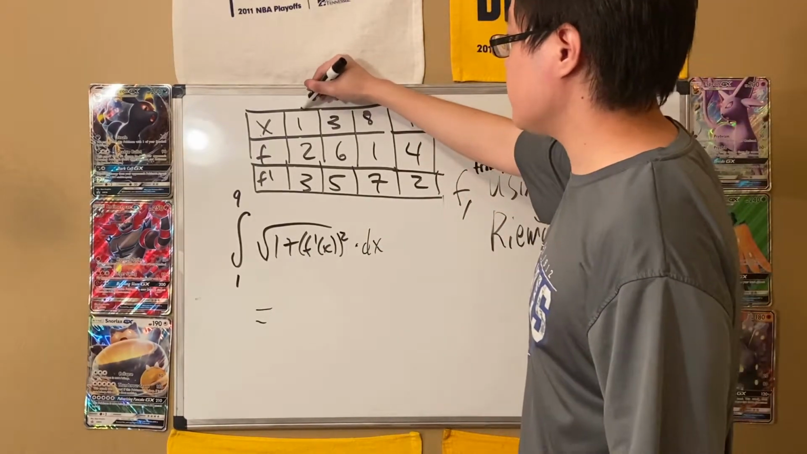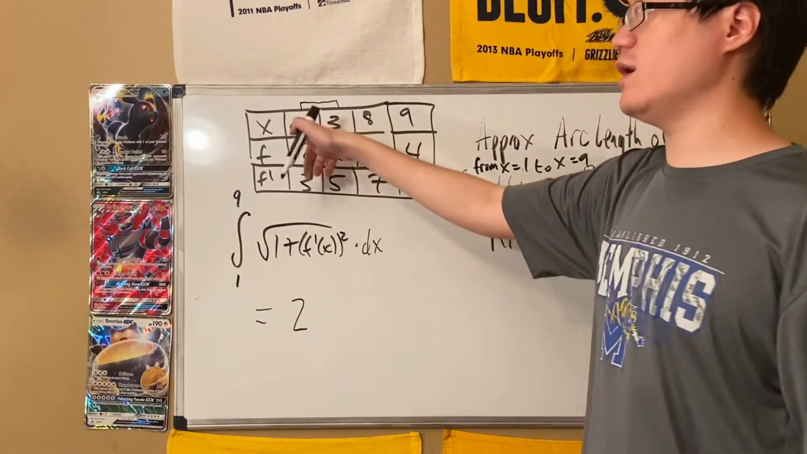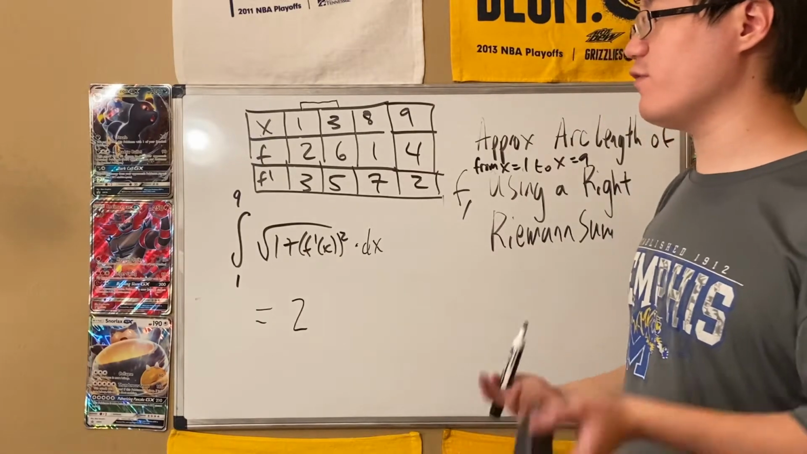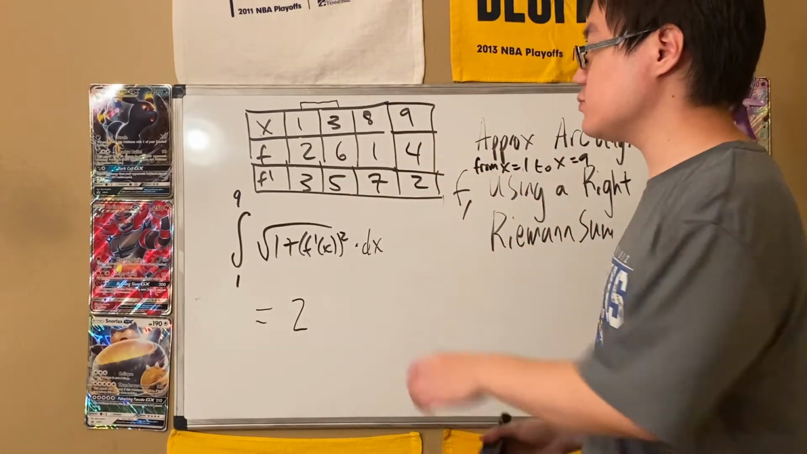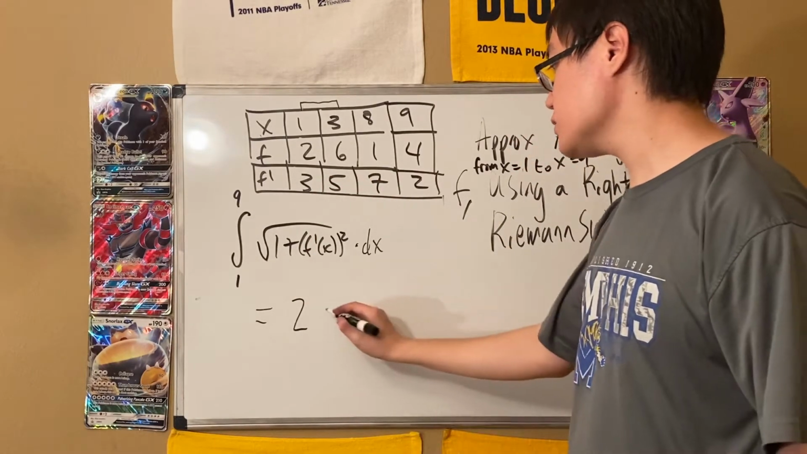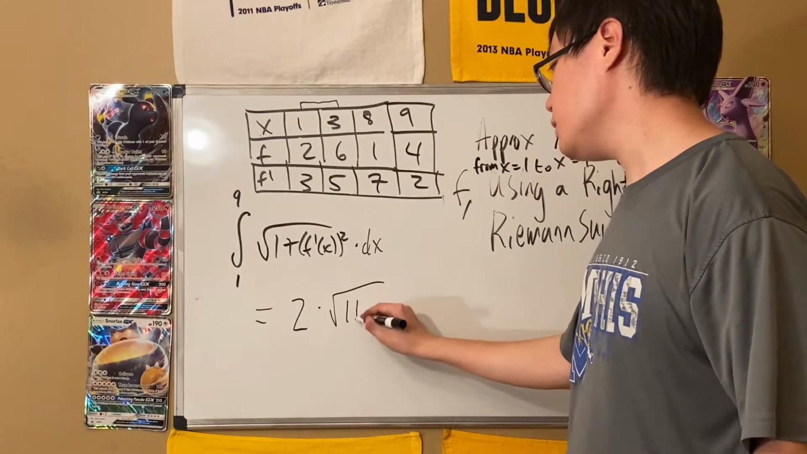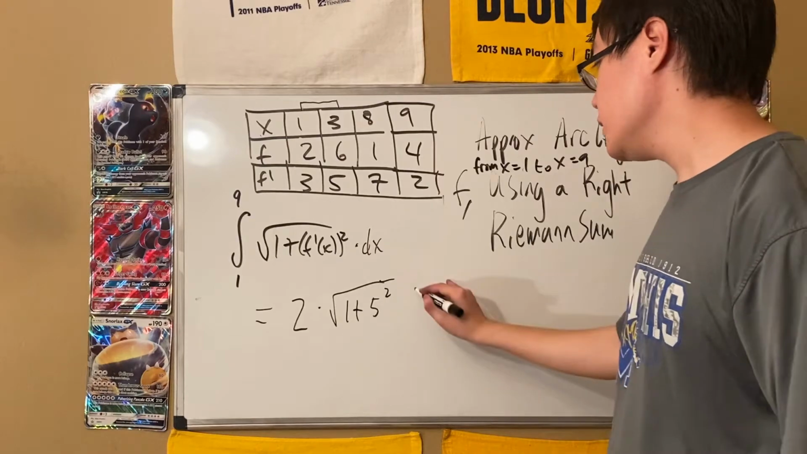So the first rectangle is between 1 and 3, so it's going to be 2 long. That's the base of the rectangle, 3 minus 1. Then you multiply by a different height value. So we're not going to multiply by 6 or 5. What we're going to do is take this and plug in 5 into this to find the height value. So it looks like it's going to be square root of 1 plus 5 squared. And we'll deal with that later. So let's do the next one.